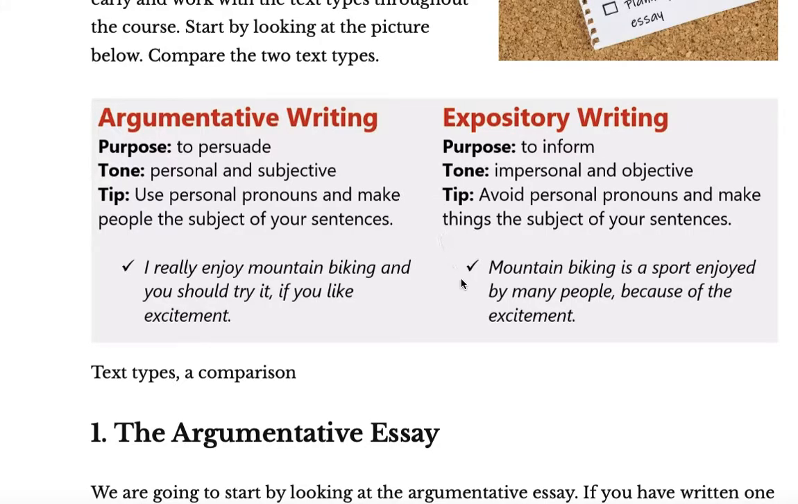We're going to look at the example. It's the same information, but it's delivered somewhat differently. So it goes, mountain biking is a sport enjoyed by many people because of the excitement. And there are no personal pronouns here. In fact, the subject of the sentence, mountain biking, oh, there we go. Mountain biking is a noun, right? It's a thing. Because the difference here between this one and the other one is that this is in the active voice and this is in the passive voice.